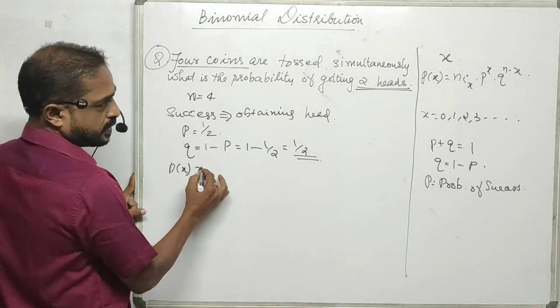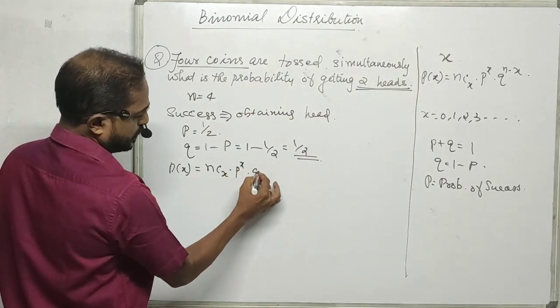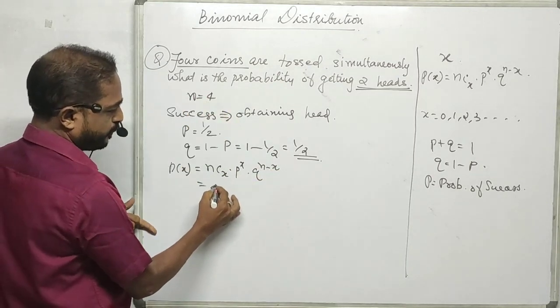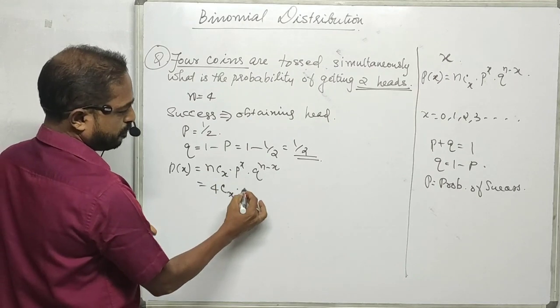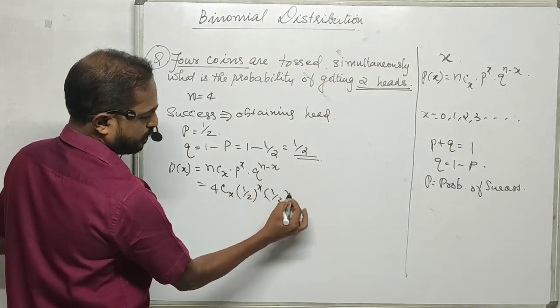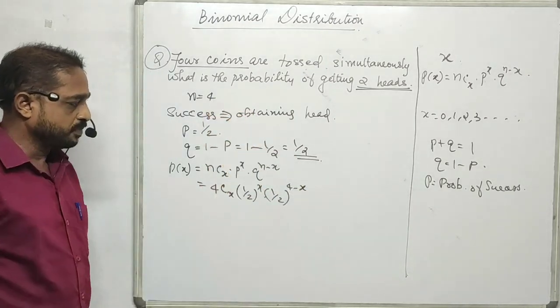P of x is nCx, P raised to x, Q raised to n minus x. Substituting the values, n is equal to 4. So 4Cx. What is P? P is 1 by 2 raised to x, and Q is also 1 by 2 raised to n minus x, where n is equal to 4 minus x.